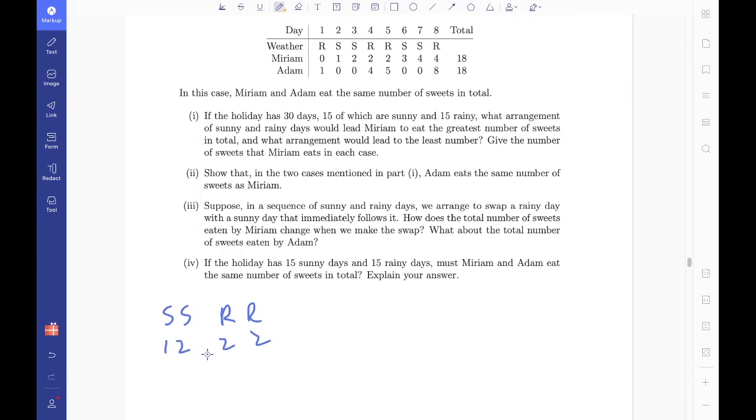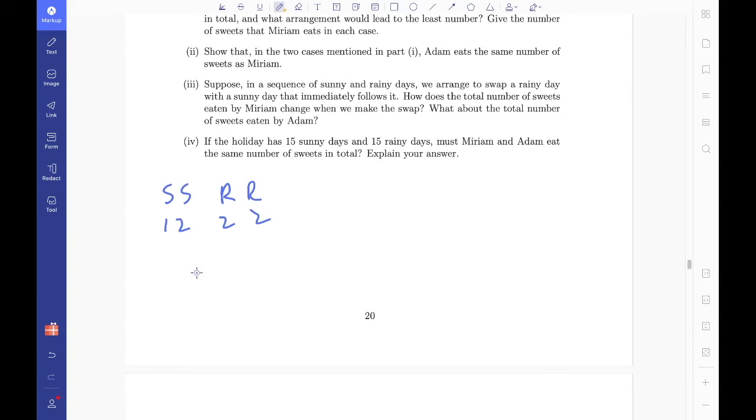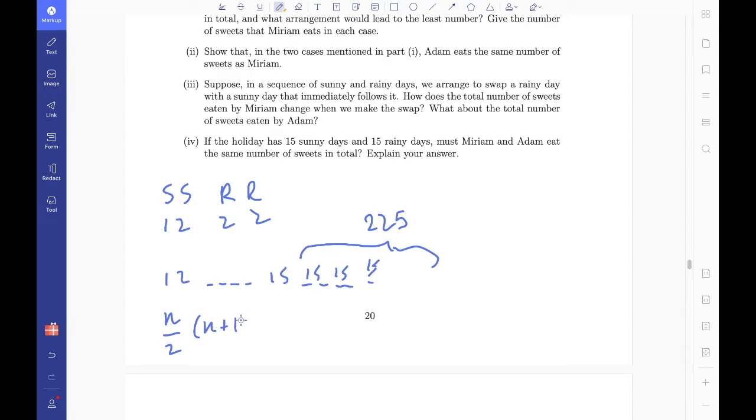So in the case of moving all the sunny days to the front, we go 1, 2, all the way up to 15, and then for the next 15 days, she just goes 15, 15, 15, etc. So we have 15 times 15 here, which I think is 225, and we have the sum of 1 to 15 here. There's a formula for this, like the triangular numbers.